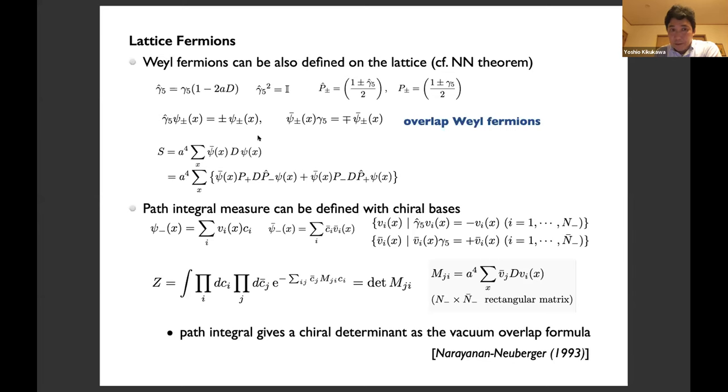There is some ambiguity in defining the chiral projection, but I use this convention. Then the lattice Dirac operator for the Dirac field is completely factorized into the left-handed part and the right-handed part. So we can define the Weyl fermion field with a definite chirality, and the action can be defined like this. In this way, classically, we can define Weyl fermions on the lattice if we have a lattice Dirac operator satisfying the Ginsparg-Wilson relation. Then how can we define the path integral measure for such a Weyl fermion field?